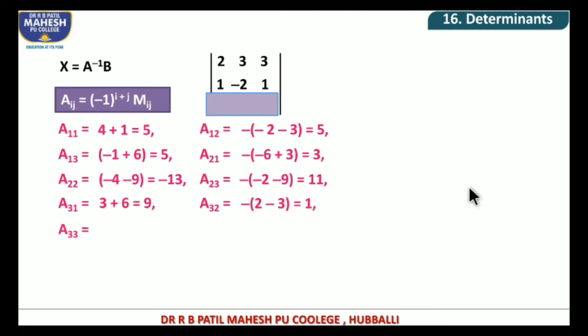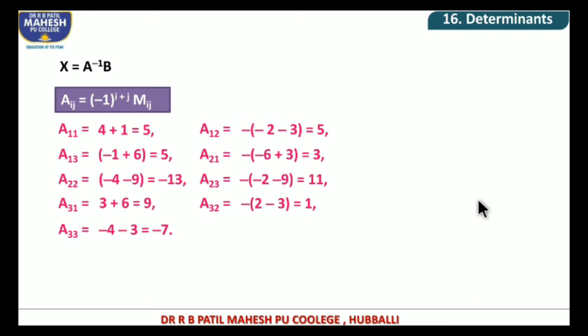A33, here we have the sign plus, remaining determinant value is minus 4 minus 3, so it is here minus 7, therefore minus 7 is the cofactor of that last element. So we have got the values of cofactors of each element of the given matrix.